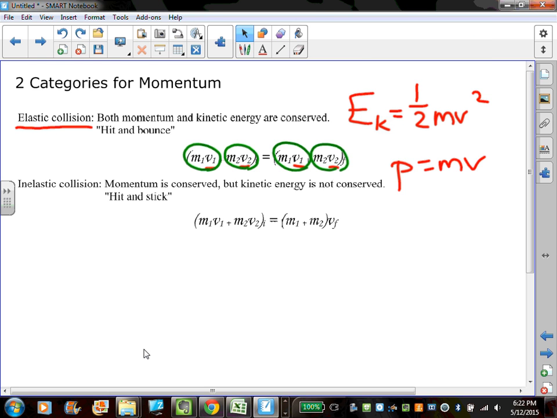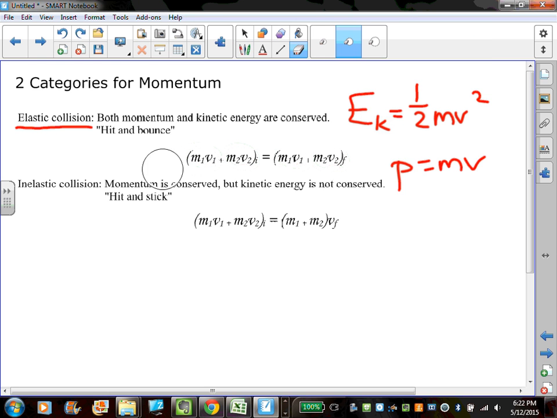That's really all this equation is saying. And because these things are hitting and bouncing, the velocities of each could be different. All of those velocities have the potential to be different, okay?